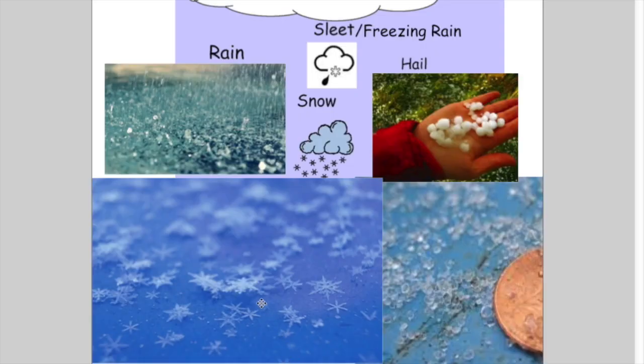And these are some types of precipitation just to show you. This is a liquid, this is a solid, this is a solid and liquid, and a solid.